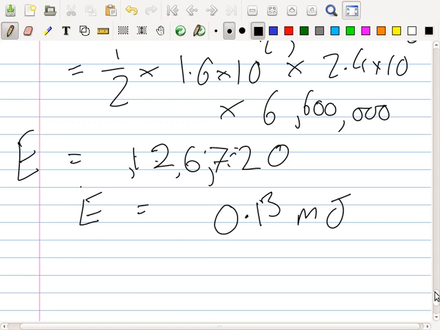So that's how much energy is in one engine. Does this seem about right? Give me your calculator. Okay, let's see. It's right.